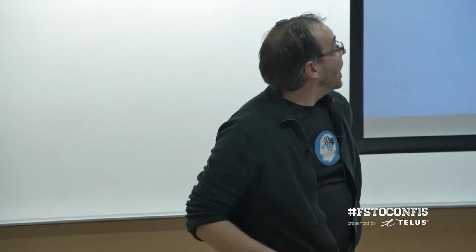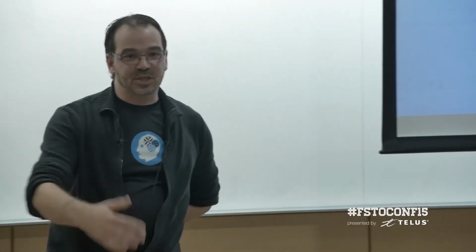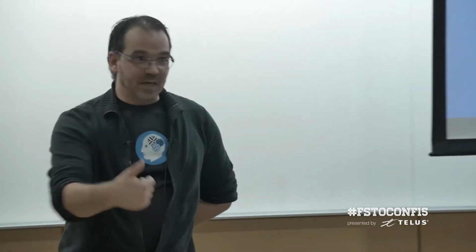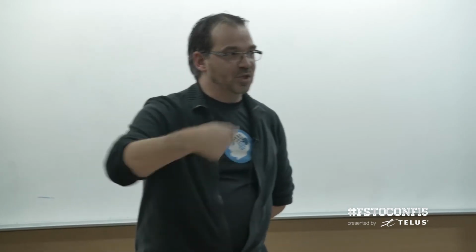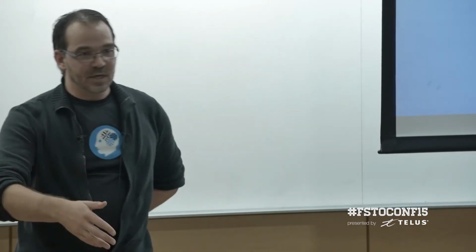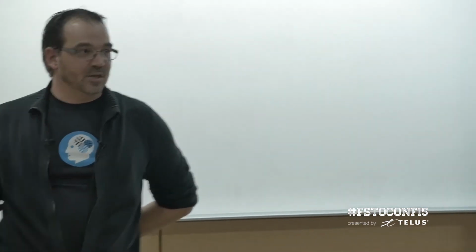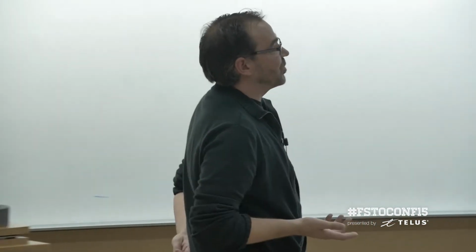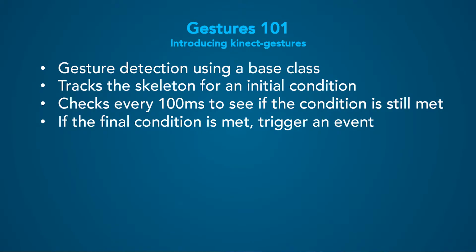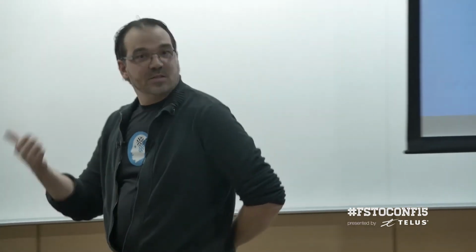The initial condition is, is my hand in front of my center of mass? If yes, then the initial condition is set, and then we start tracking every 100 milliseconds to see if the hand is actually moving left. If it ever goes right from the initial position, then it stops tracking, because the condition is not met anymore. And then we track to see if there's a final event. In this case, I swipe my hand, and if we reach 0.3 base unit, then we trigger the event: the gesture was detected.